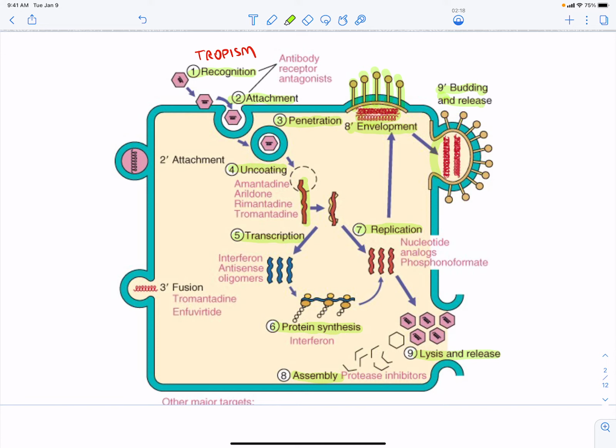So there also are, with envelope viruses, you can have attachment followed by fusion and entry of the genome into the cytoplasm directly. You don't have to go through this endosome. If you are a capsid, you have to go through the endosome, obviously. But if you're an envelope virus, you can go through the process of fusing with the plasma membrane.